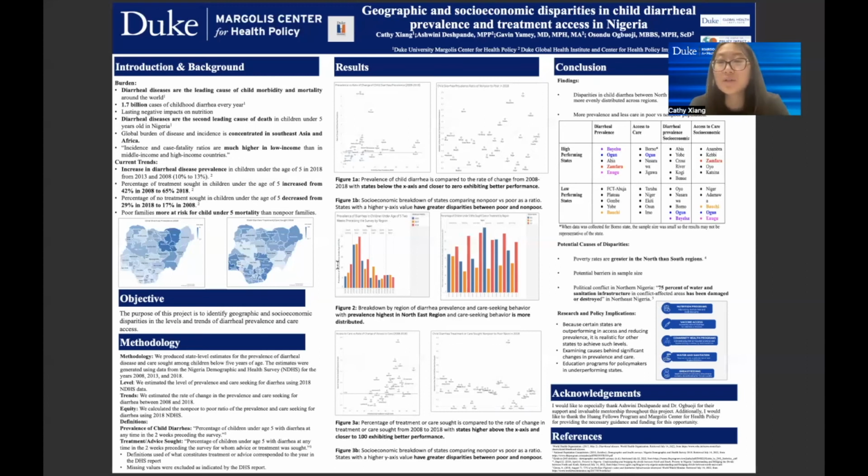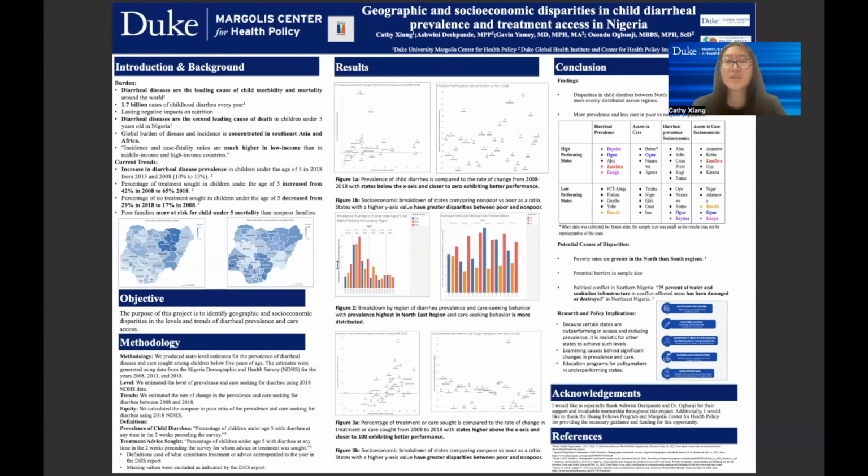In terms of research and policy implications, because we identified certain high-performing states, for instance, Zamfara State was particularly high-performing and Enugu State was very high-performing, we can see that it's feasible for the low-performing states, for example Bauchi State, to eventually reach the level of high-performing states with the proper interventions. This can be done through education programs for policymakers to teach underperforming states the programs that worked well in the high-performing states.